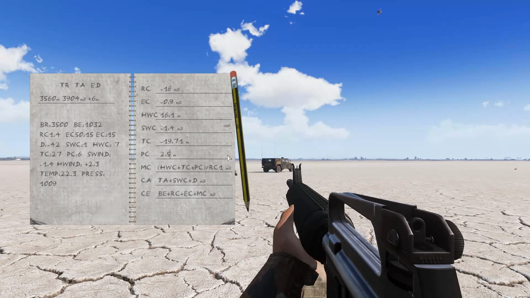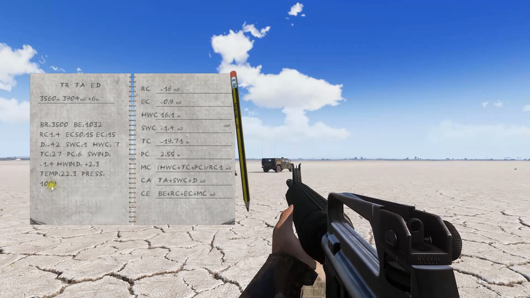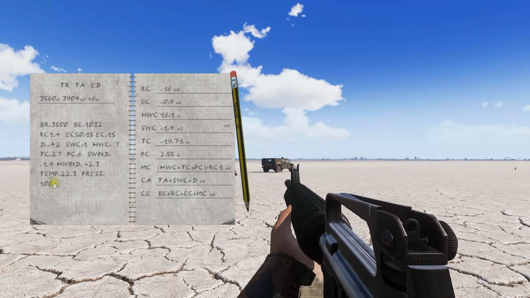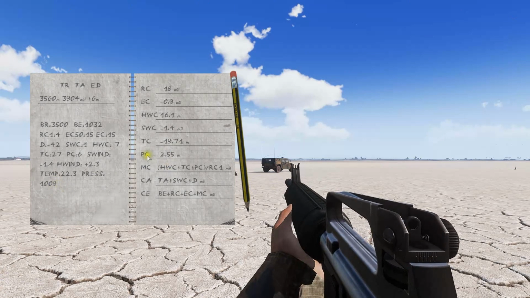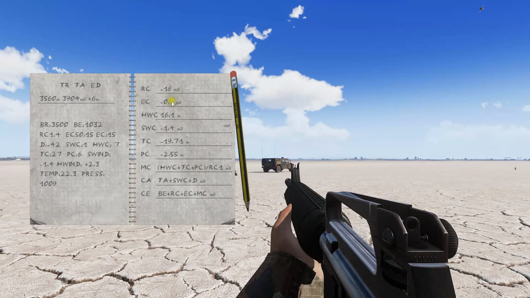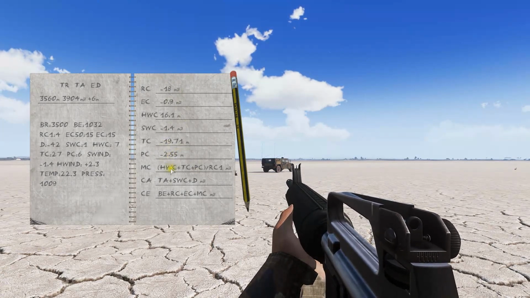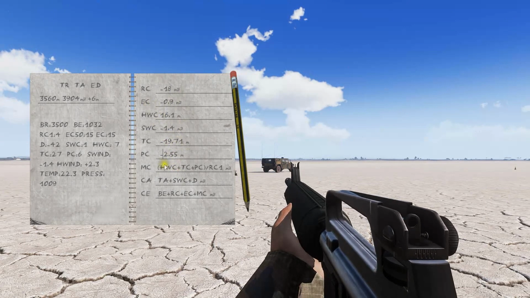But our pressure is 1009, so that means our pressure is lower than the normal pressure, and it wants to fly further. If the pressure is lower, it wants to fly further, so we have to decrease our aiming point by minus 2.55 meters. That's it. We just did the meteorological calculations, and now we need to convert all these meteorological calculations into actual elevation difference.